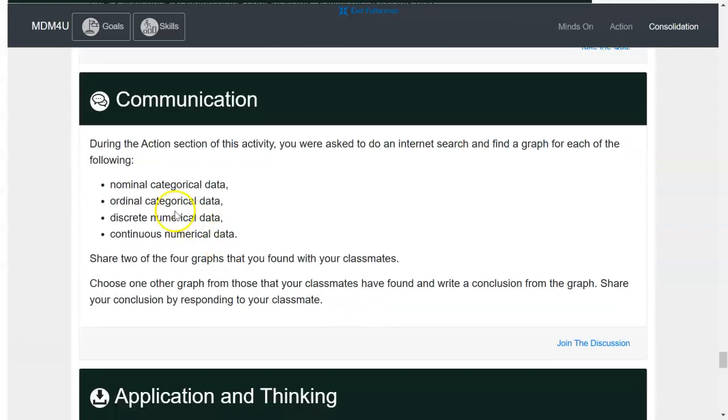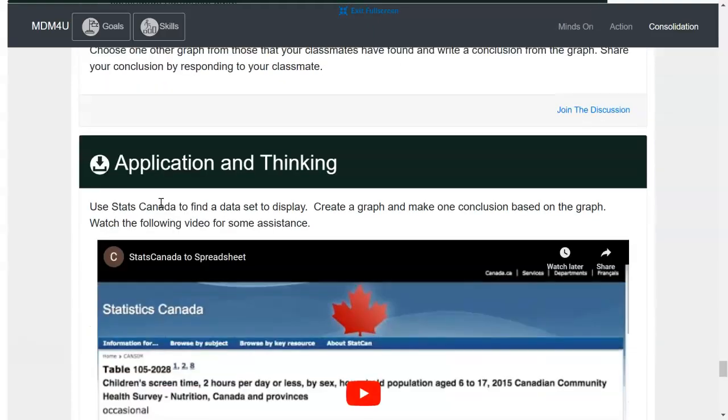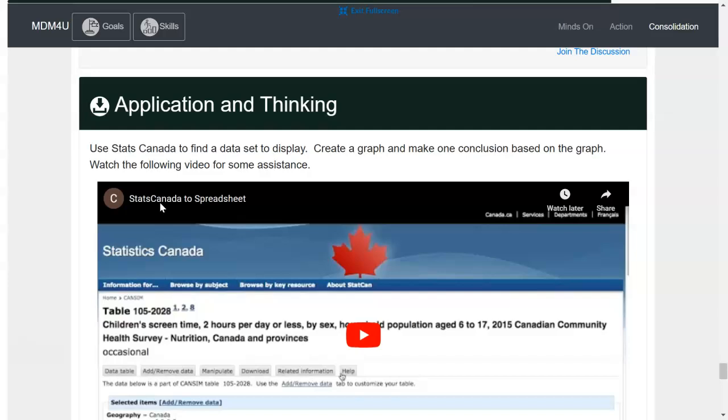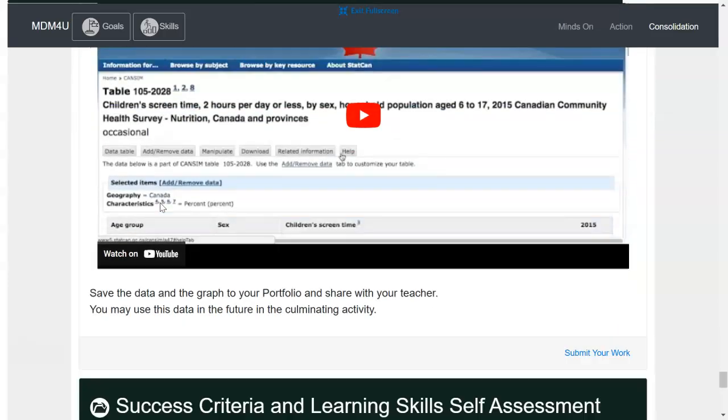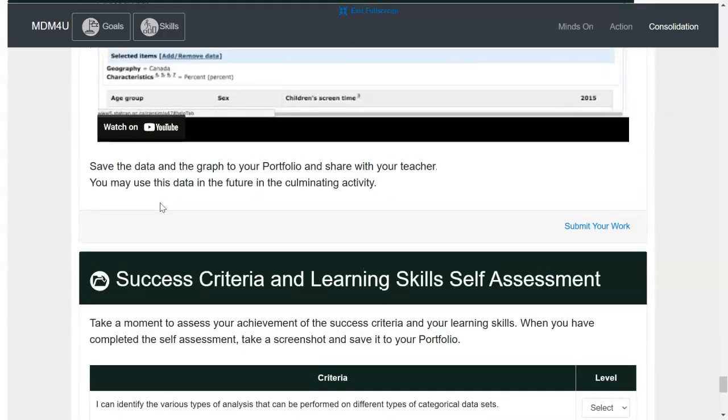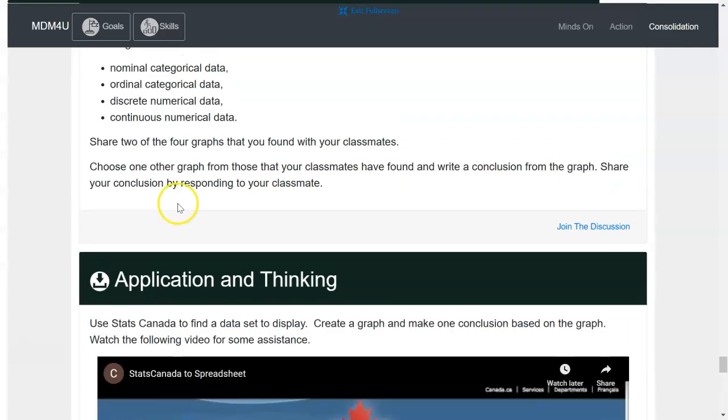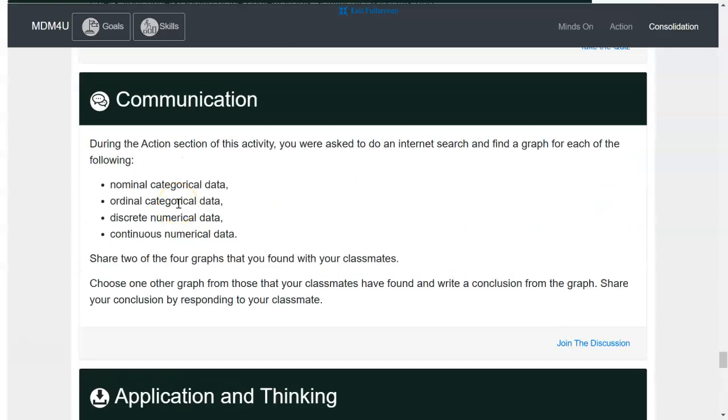And these are all the things we're looking at: nominal data, ordinal data, discrete data. Not too confusing, but eventually we're going to play around a little bit with how to display data. It's just more of the same sort of stuff.